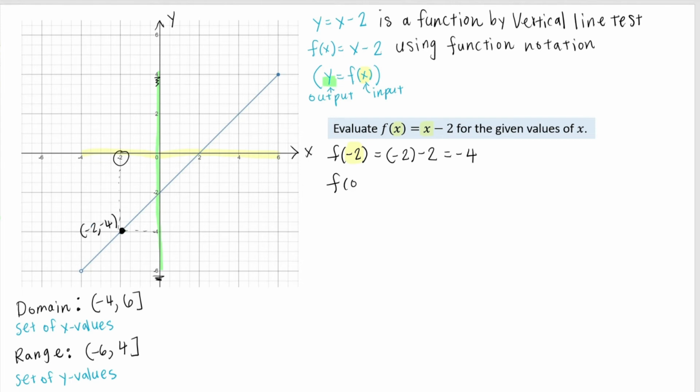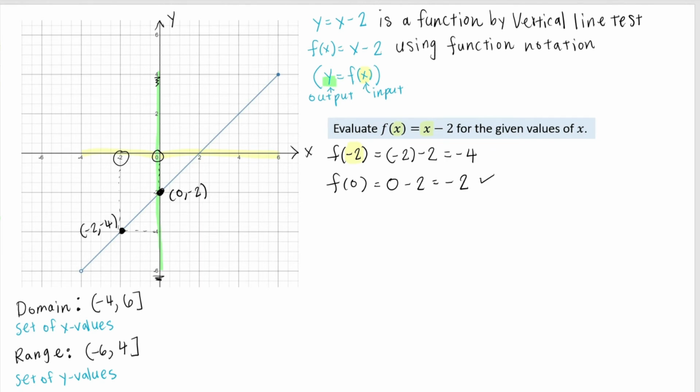How about f of 0? Let's find the y value from the graph. When x is equal to 0, y is equal to negative 2. So the answer is negative 2. Using the function, we get 0 minus 2, which is negative 2.